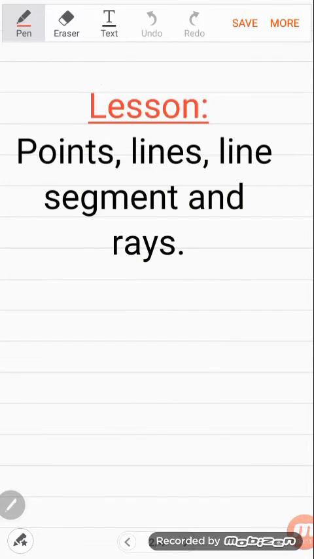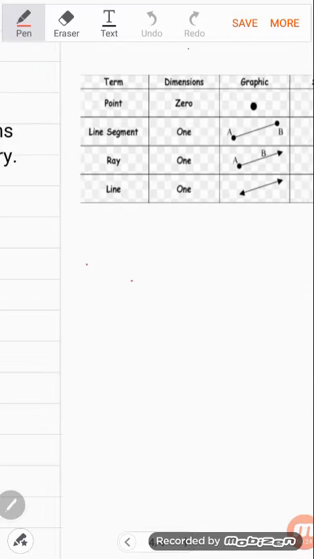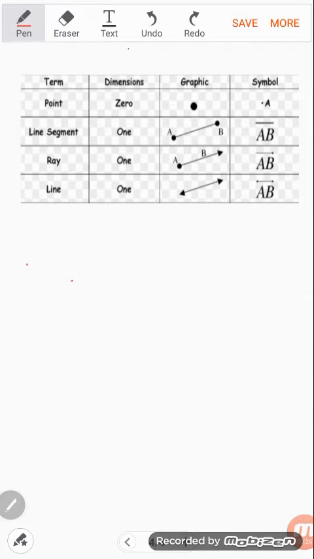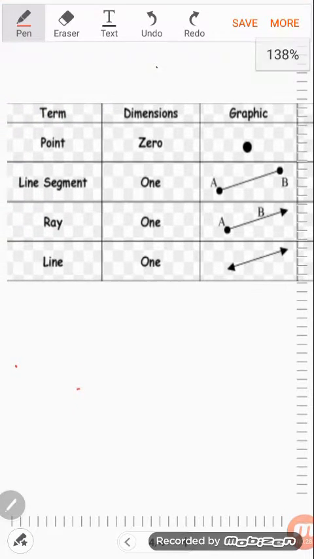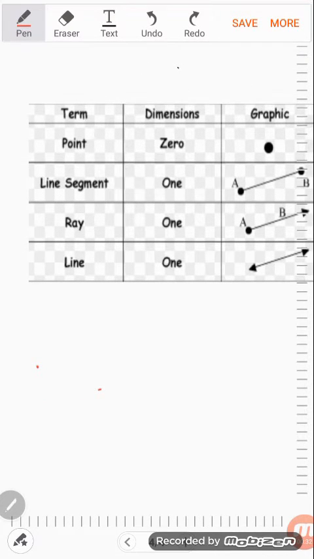In this case, we are going to be studying points, lines, line segments, and rays. The main or specific objective for this lesson is for us to understand the basic terms and postulates of geometry. Let's begin by illustrating and defining the main postulates. Let's start with the point.